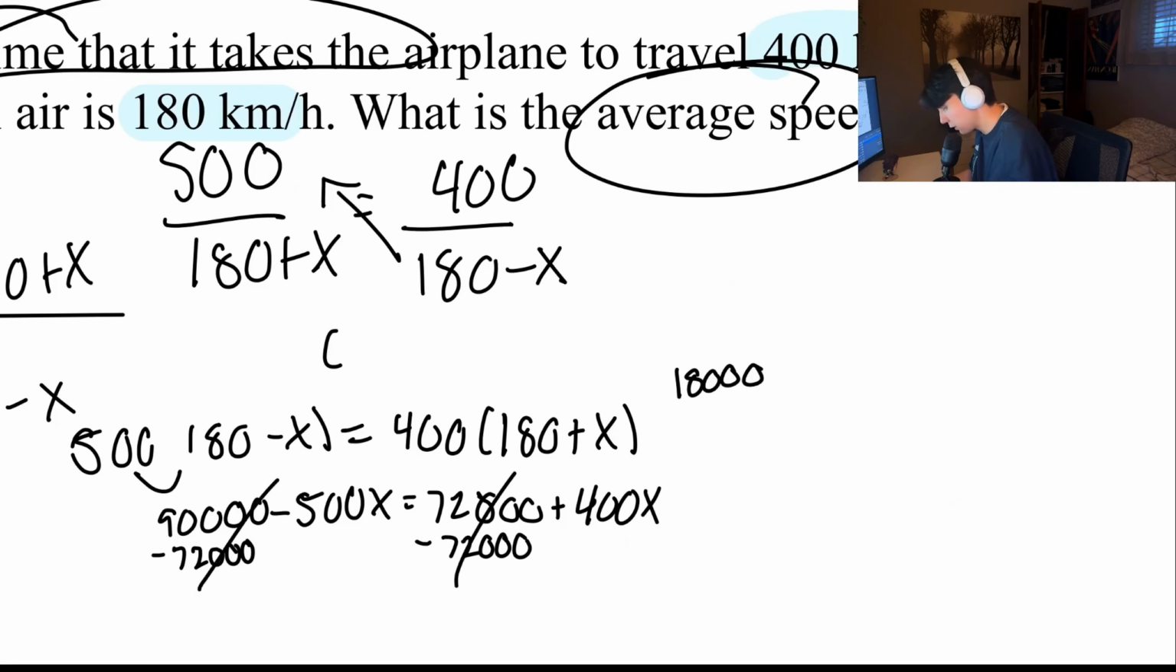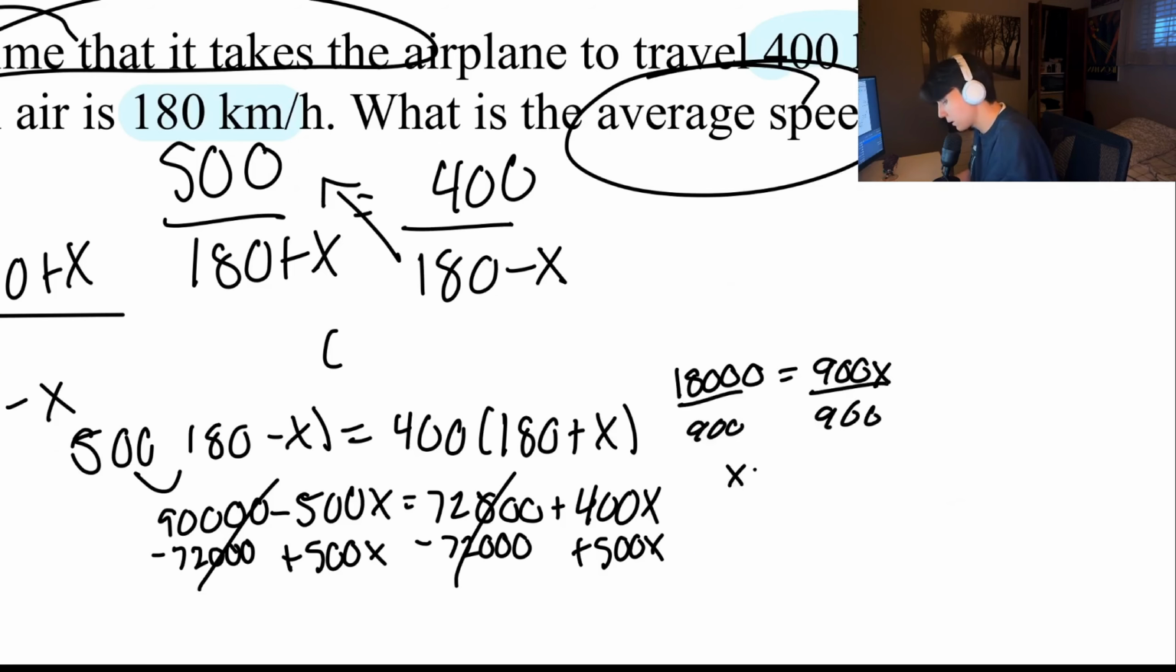And those cancel out. Now we have to subtract 400x from this side, or what I'll do is add 500x to the other side: 400x plus 500x gives us 900x. 82,800 is equal to 900x. Now we divide both sides by 900, and x is equal to 1,800 divided by 900, which is 20. So our speed is 20 kilometers per hour. That is the speed of the wind.